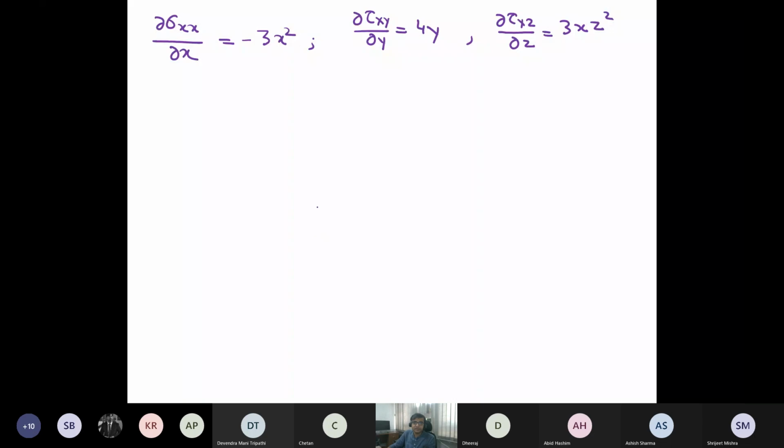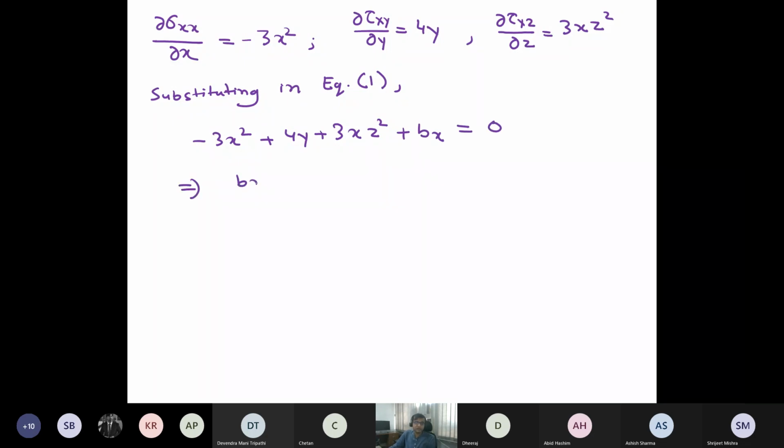So I will substitute them here. Substituting in equation 1, we obtain: minus 3x square plus 4y plus 3x z square plus bx is equal to 0. And therefore my bx is equal to 3x square minus 4y minus 3x z square. And this is my answer.